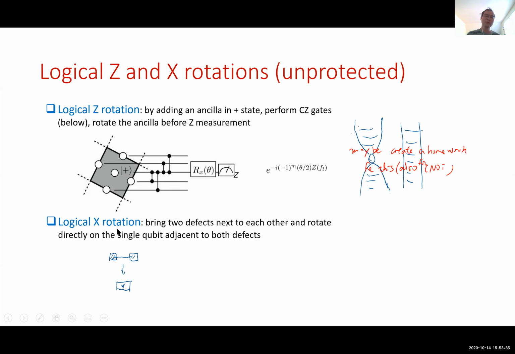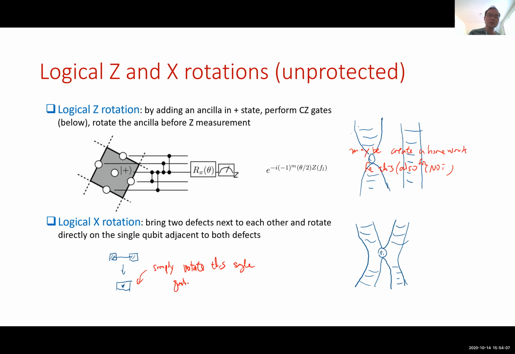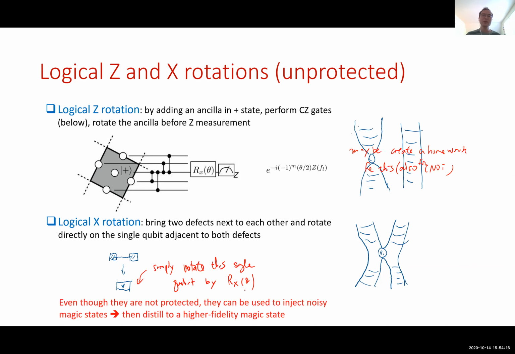And also want to mention the X rotation. X rotation is easier. You bring the two defects next to each other, really physically next to each other. The logical X operator is only acting on a single location. So to do the X rotation, you basically just simply rotate this single qubit by X by some angle, okay? Then you expand it back.